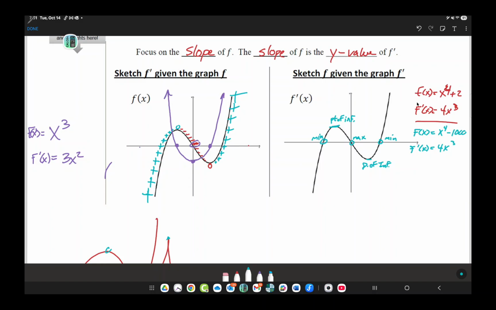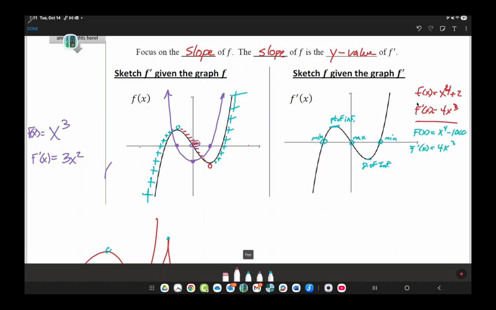As long as all your mins and maxes match and all your points of inflection match, you're fine. Just because the curve is extended more or less than on the homework doesn't mean you're not correct.